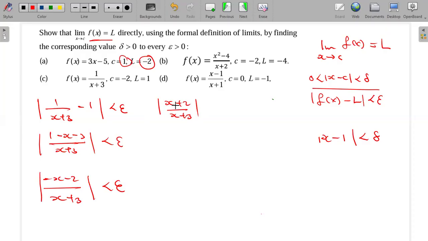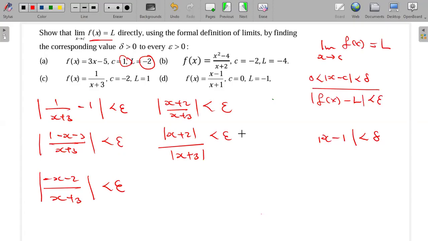And then notice that you can actually write them separately, because it's the modulus you're dealing with. So that's modulus of x plus 2 over modulus of x plus 3, like that, and then less than epsilon. So this is what you're going to get. Now, remember the concept we looked at earlier, bounding. You have to bound what we have in the bottom there.